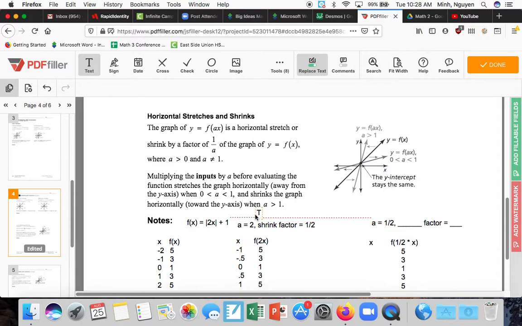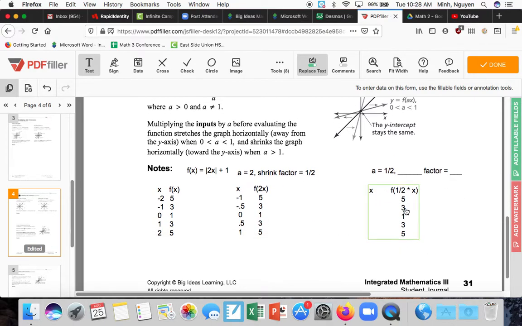Next, we just looked at a horizontal shrink, so what do you guys think this is, right? So, to get the same outputs, what do we do to this? Well, here, I had to say, okay, what number multiplied by 2 gets negative 2? We're going to do the same thing here. What number multiplied by half gets negative 2? So what number multiplied by 0.5 makes negative 2? And the answer is negative 4.